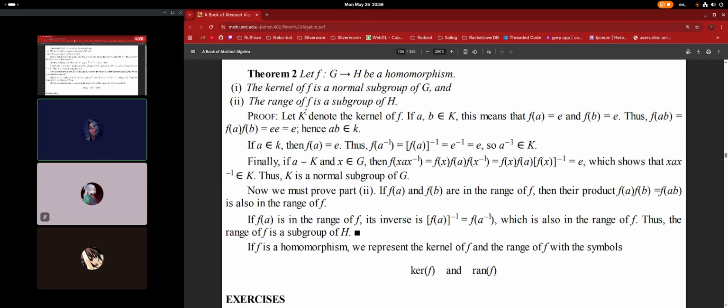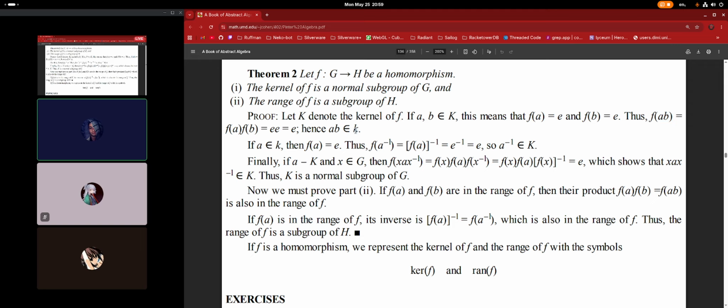That's cool. So let K denote the kernel of F. Good so far. If A and B are in K, this means that this is true, which it does, right, by definition. Thus, F is a homomorphism, so we also know that this is true, right? So F of AB is equal to F of A and F of B. And because of the former, we know that this is equal to AE, which is equal to E, which means that AB is inside of the capital K.